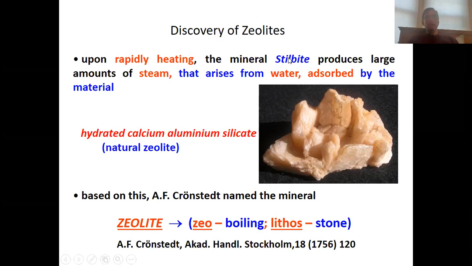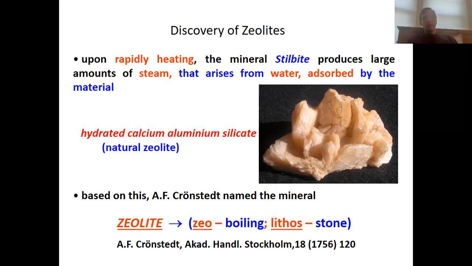Okay, and what was amazing about this kind of mineral was that when you heated it, all of a sudden, steam was coming out of that rock. And of course, back at that time, people had a very limited idea about the structure of minerals and compounds in general. So the fact that when a rock was heated, all of a sudden a lot of steam would come out of the rock was quite an amazing phenomenon.